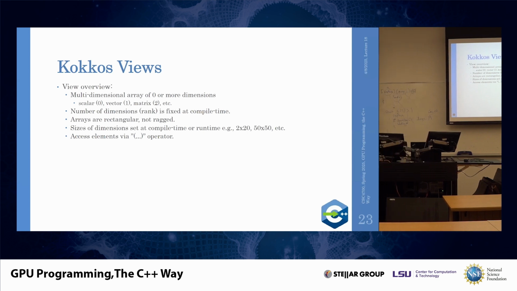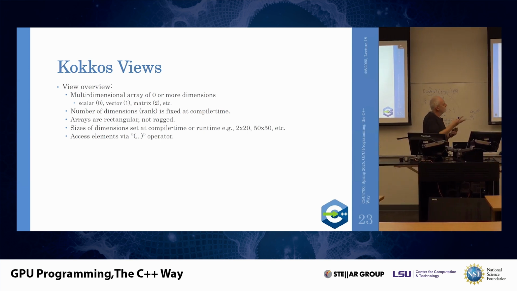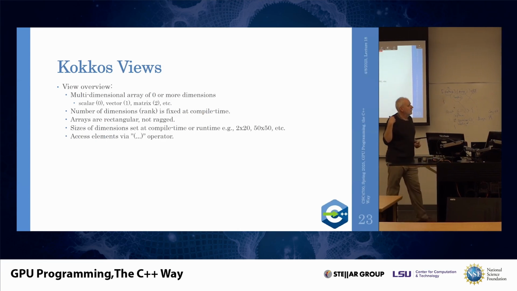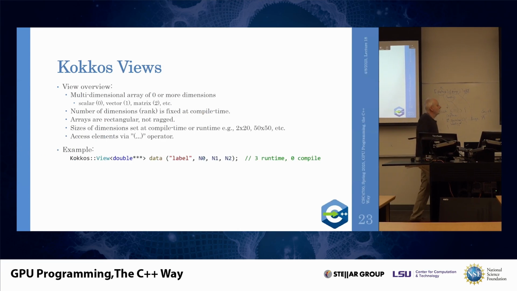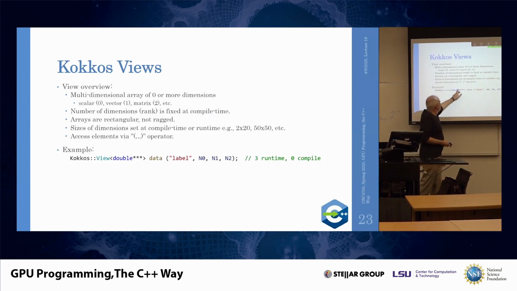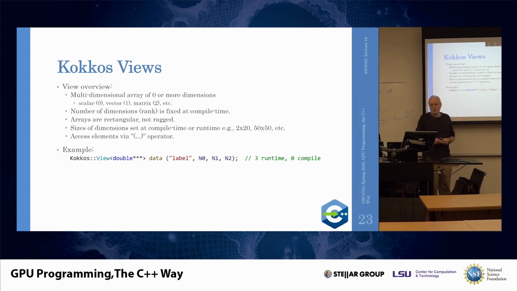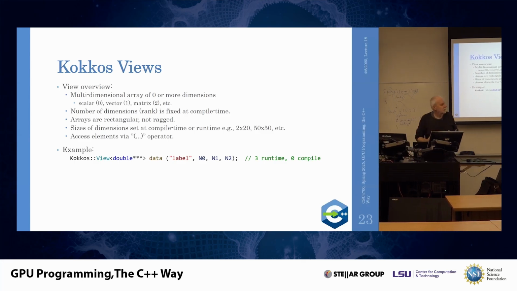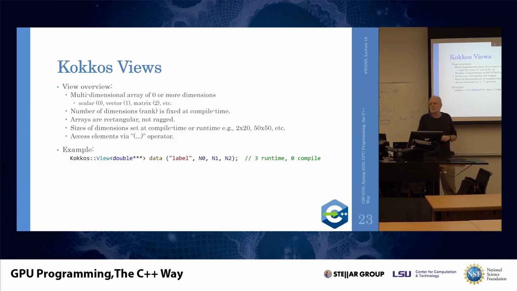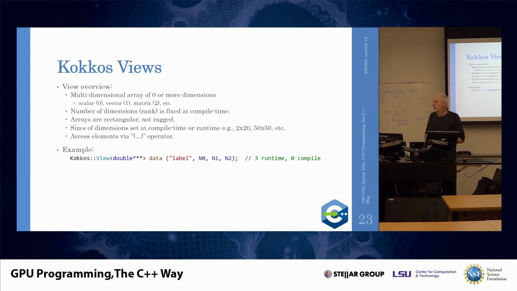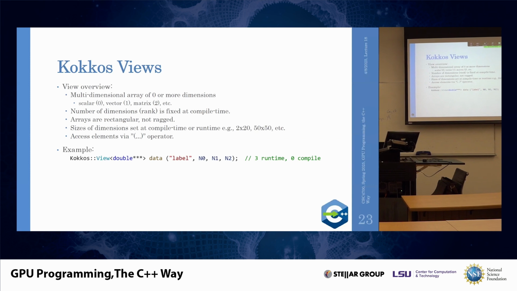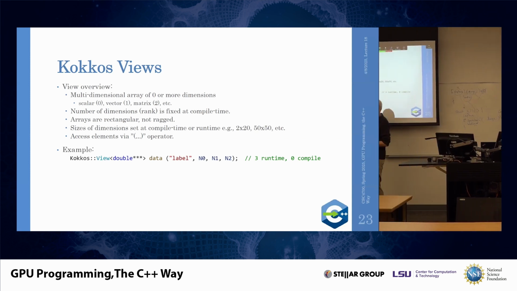Arrays are rectangular, always. They are not ragged or anything like that. And the sizes of the dimensions can be set either at compile time or at runtime. The way you do that is the following. You pass one template argument to the view; don't take that literally, what's here. The view doesn't contain a triple pointer to a double. What this means is, this is a view that holds doubles and it has 3 runtime dimensions.